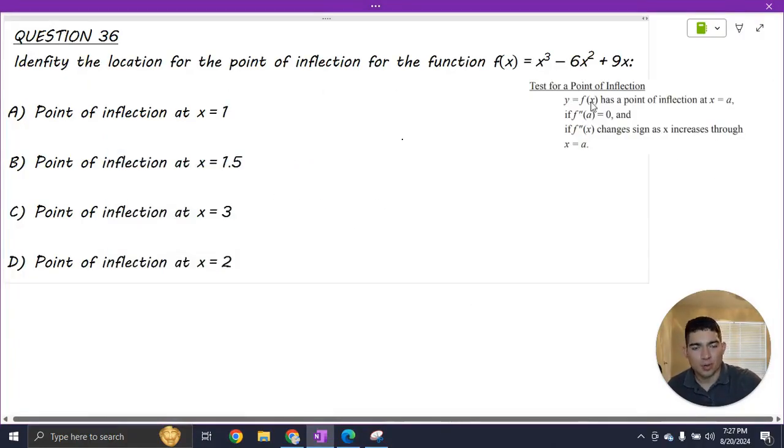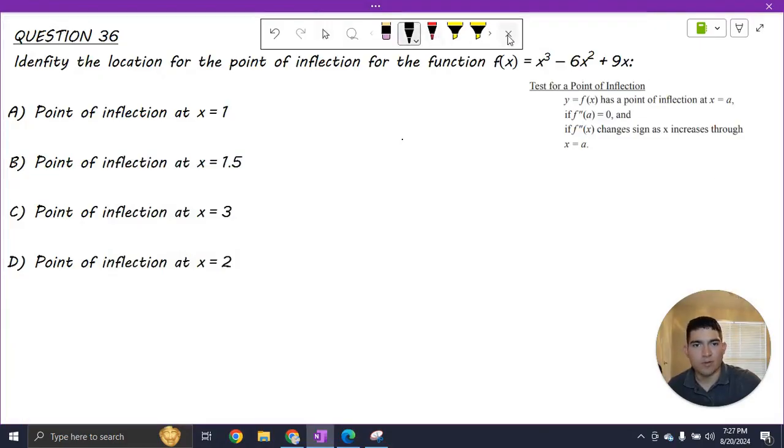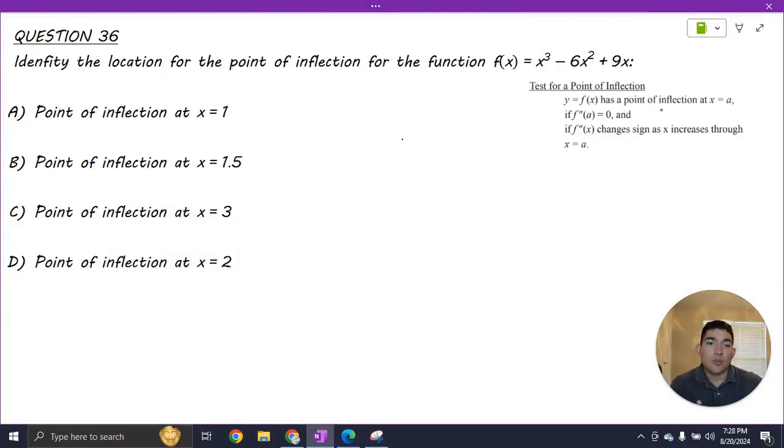So I went ahead and put the test for point of inflection right here so that we can see it while we solve the problem. In order to find the point of inflection x equals a, we need to find where f double prime of a equals 0, and then we need to make sure that f double prime of x changes sign as x increases through x equals a.